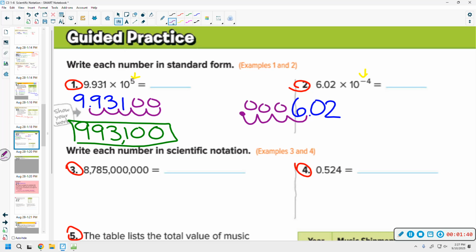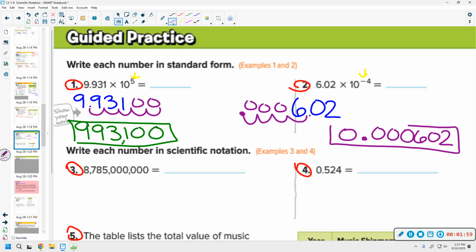Remember when I said when you write your answer, do not write .000602. You have to have that placeholder out front. I also have had a couple questions today of, do I need that 0 between the 6 and the 2? Yes, you do, because that is holding that place. If it's in between 2 other numbers, yes, you definitely need it.